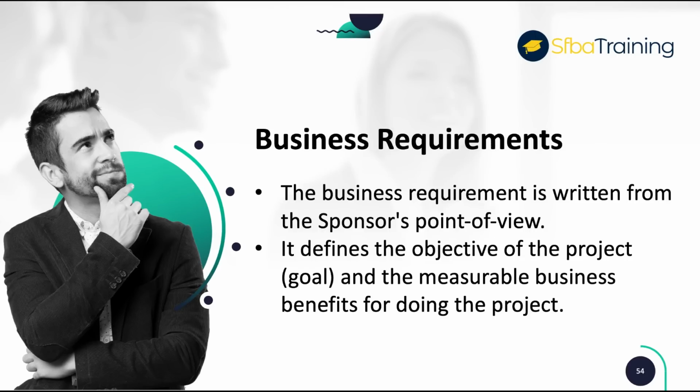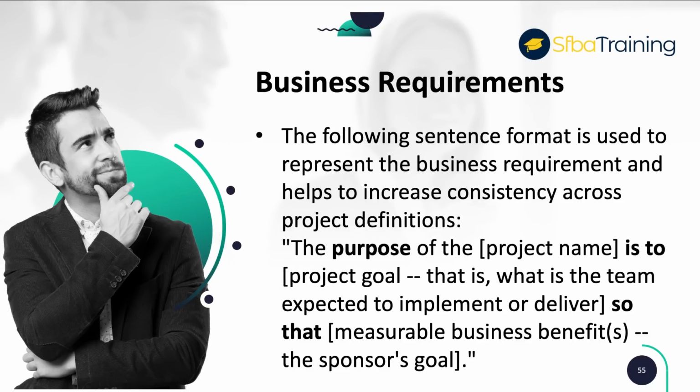Business requirements. The business requirement is written from the sponsor's point of view. It defines the objective of the project, goal, and the measurable business benefit for doing the project. The following sentence format is used to represent the business requirement and helps to increase consistency across project definitions. The purpose of the project name is to project goal. That is, what is the team expected to implement or deliver, so that measurable business benefits the sponsor's goal.